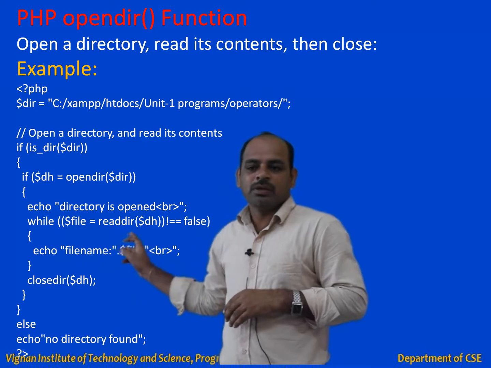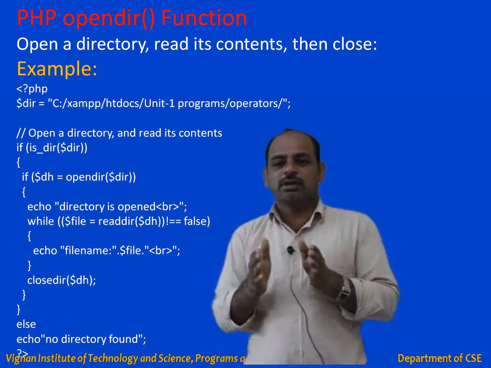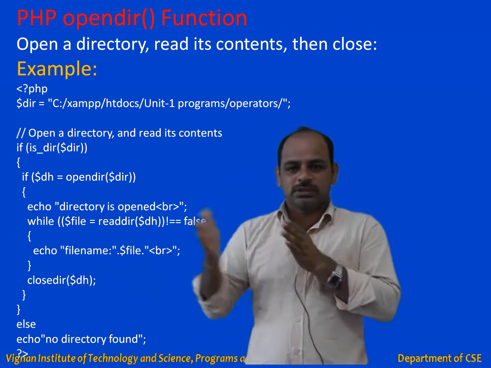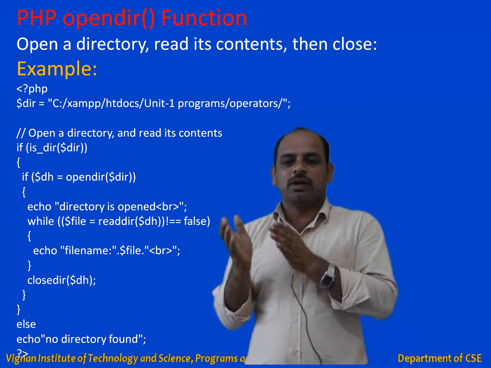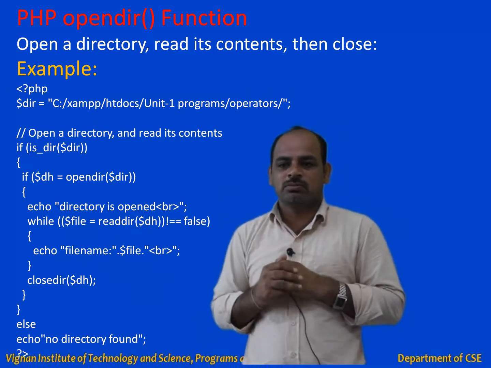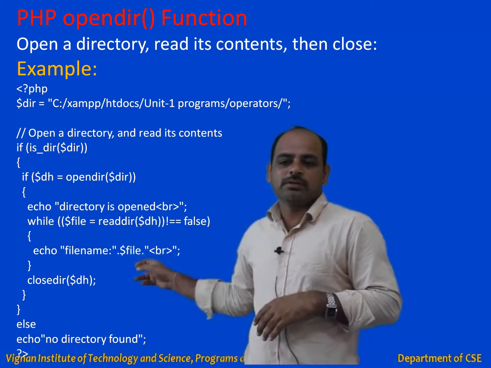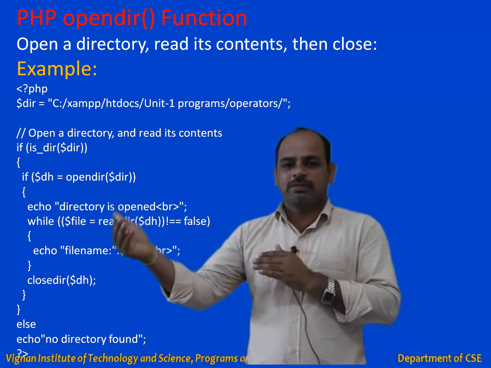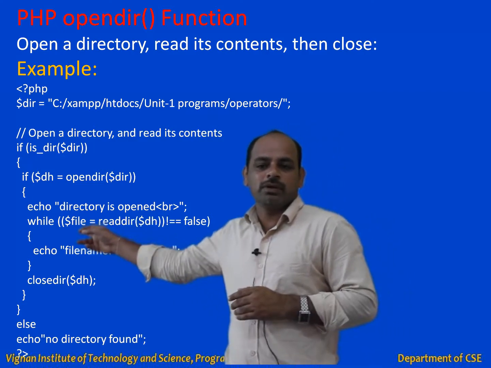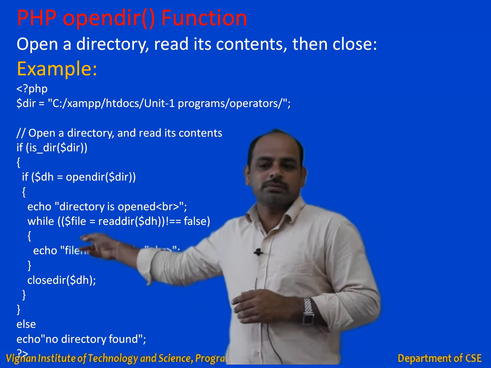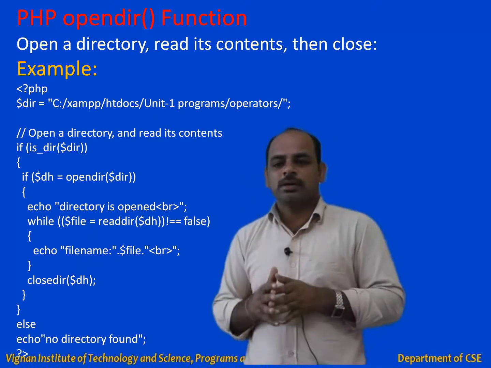And if it is not equal to false, meaning it is true, the file value is some non-zero value. If readdir read some content and that content value is stored in file, that means it is non-zero. So if it is not equal to false, then display the file name. Generally the directory contains, say, 3 files. The readdir function reads the first file and stores it into the file variable, then the second file, then the third file, like this, until it reads all the files from that particular directory.